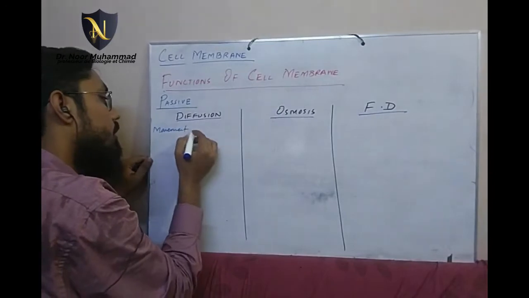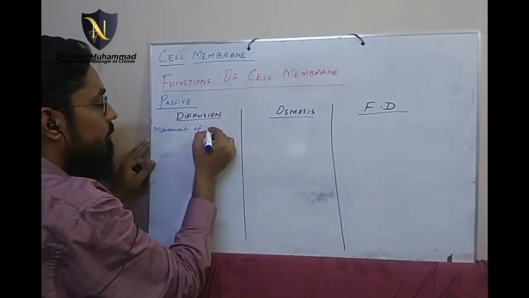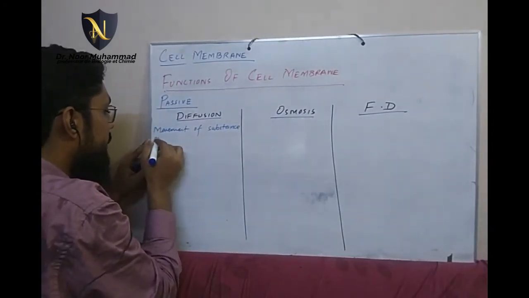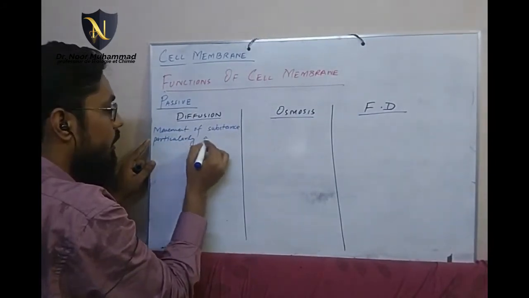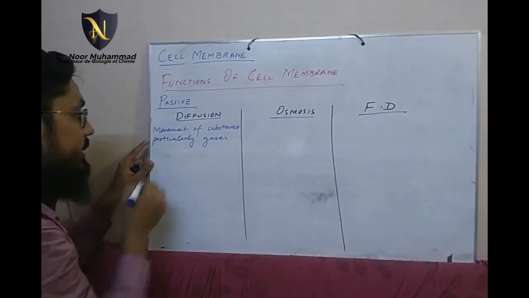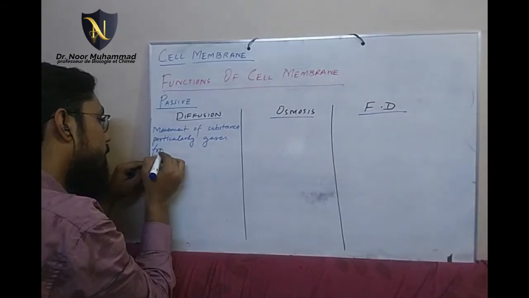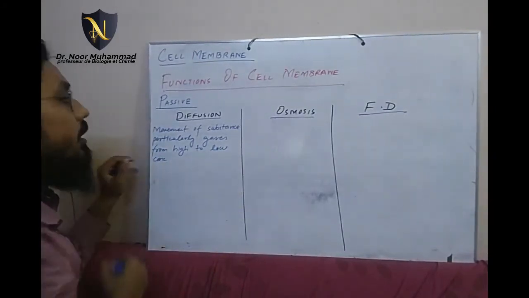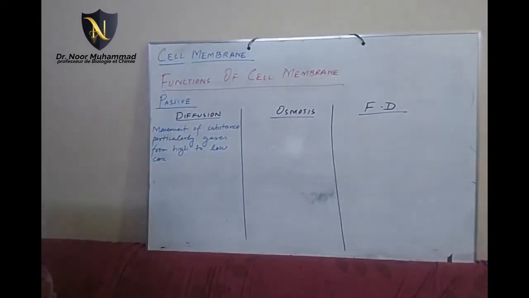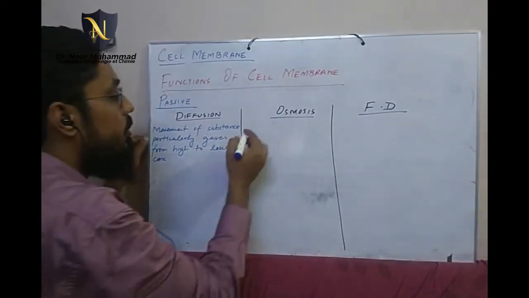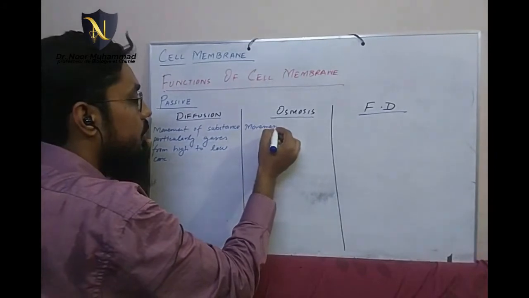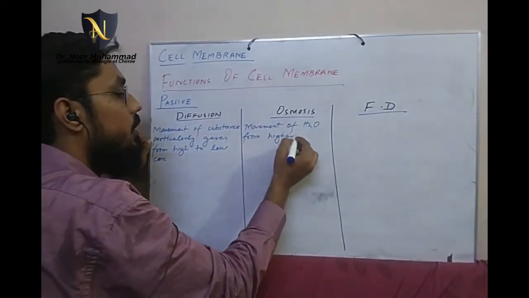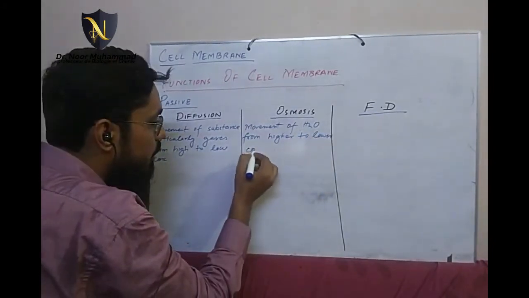movement of substance, particularly gases, from high to low concentration. So it is the movement of substances, particularly gases, from higher to lower region or concentration. ठीक है? Whereas osmosis is particularly the movement of water from higher to lower concentration.